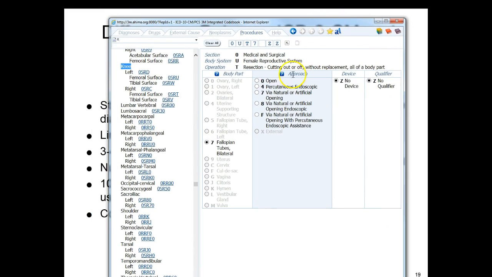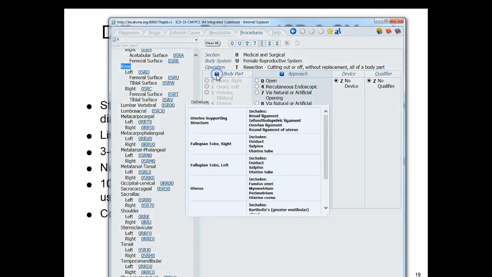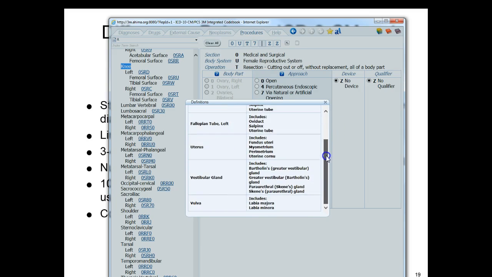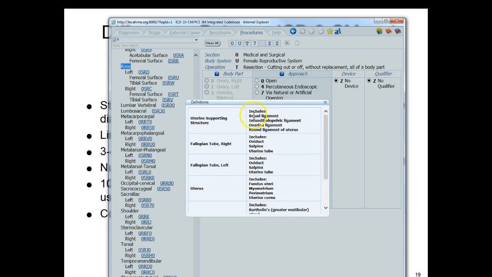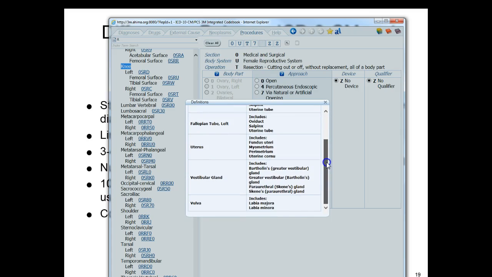Let me put this over here so you can see it. And I want to show you something here while I'm thinking about it. Do you see this body part? There's a question mark there. If I click on that question mark, it gives me specific information about body part. And it also tells me, for instance, if I look at fallopian tube, that includes the oviduct, the salpinx, and the uterine tube. So that's very important. Sometimes the particular body part you're looking for isn't listed separately, but if you click on body part, then you can see what's included.